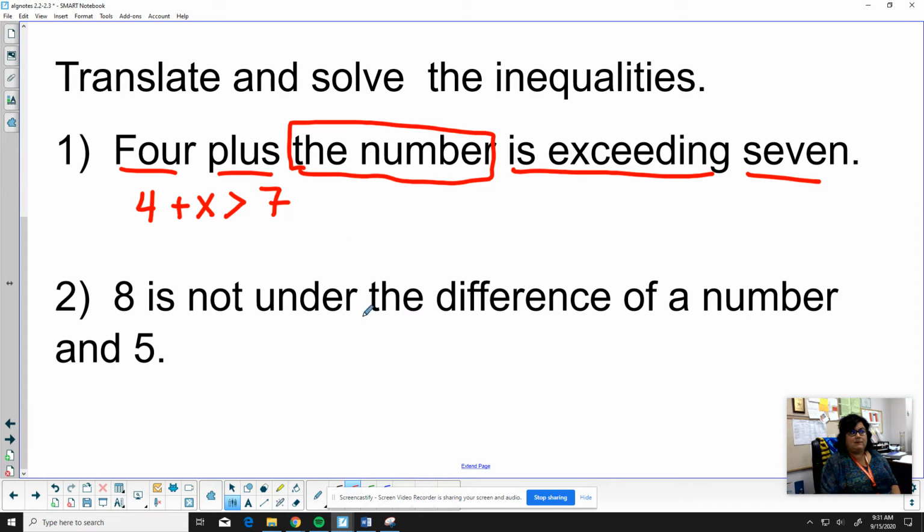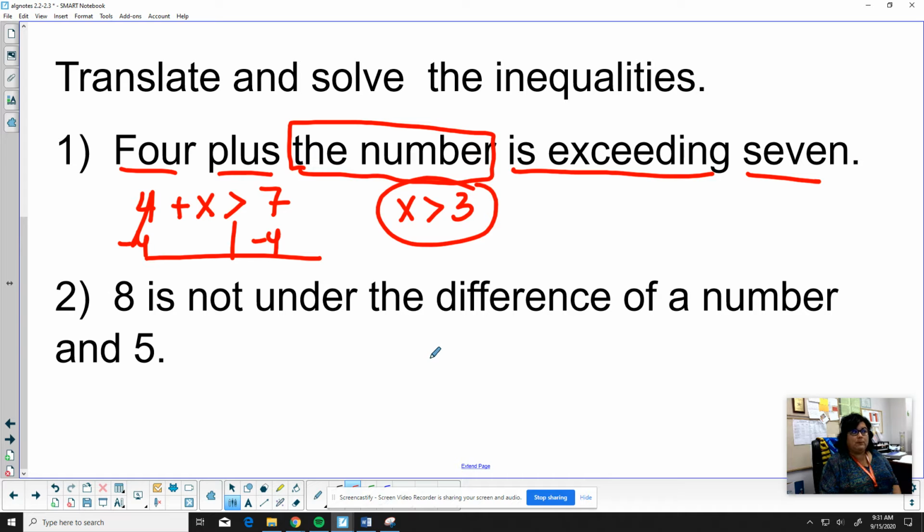And then we're going to solve it. So if I want to get x alone in the front, I'm going to subtract 4 on both sides. The 4's cancel. X drops, greater than drops, and it's 3. Okay, it doesn't say to graph, so we're done there. I want you to press pause, and I want you to try number 2 and see what you come up with there.